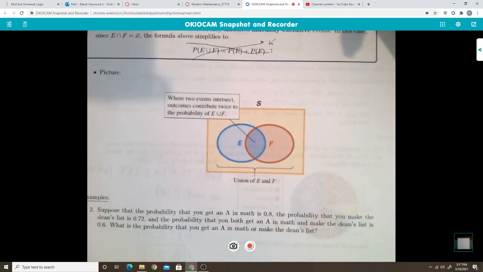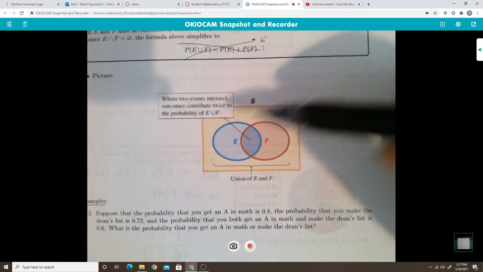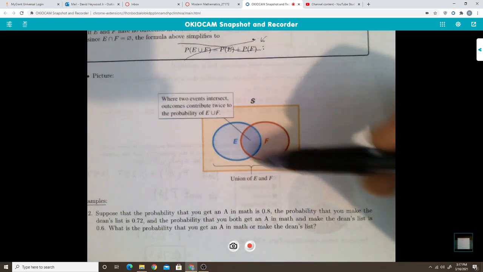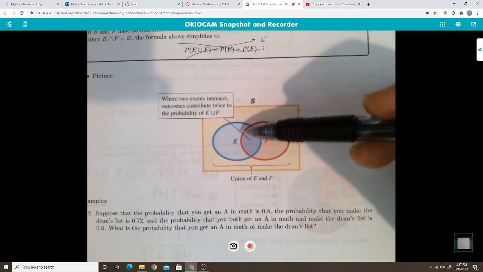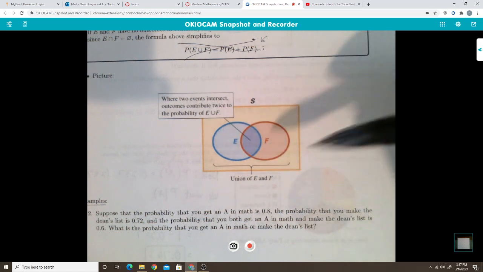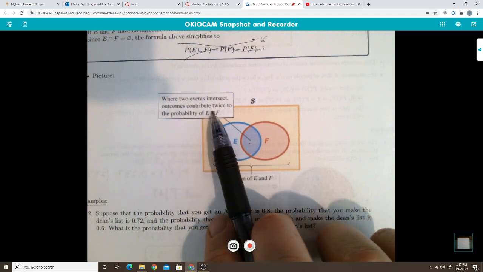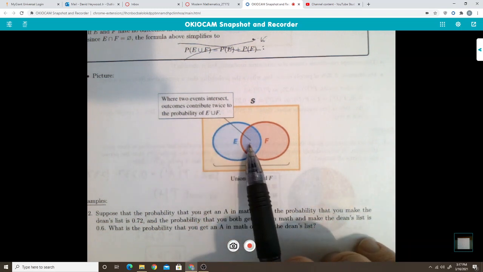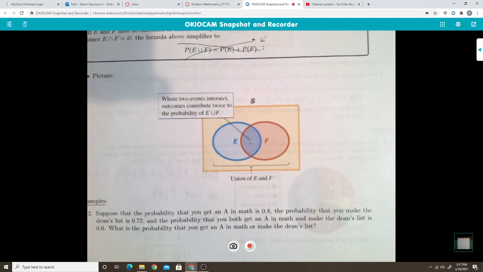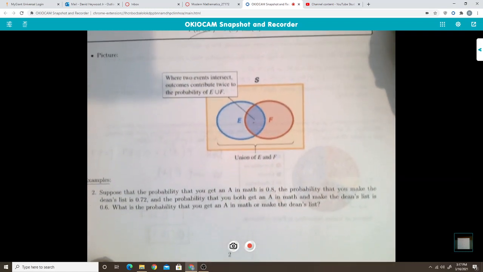So here's a picture, right? We've got our sample space S, we've got E, we've got F. The union of E and F is everything within these two bubbles. And where the two events intersect, the outcomes contribute twice to the probability of E union F, so you have to subtract off a copy so that you're not double counting.